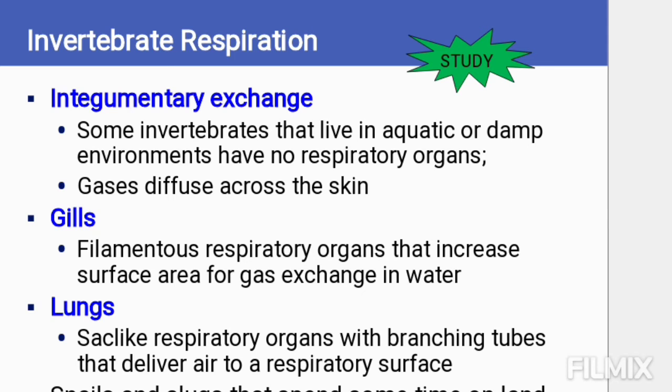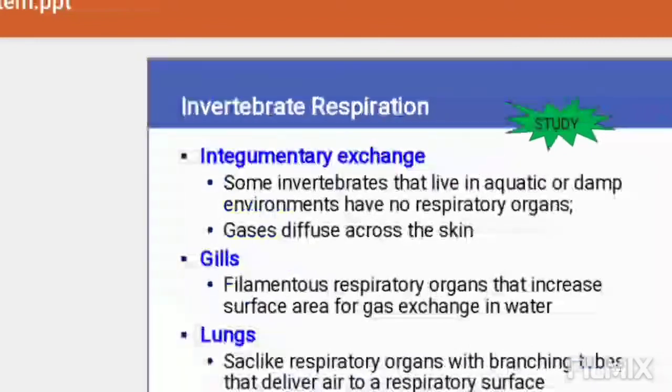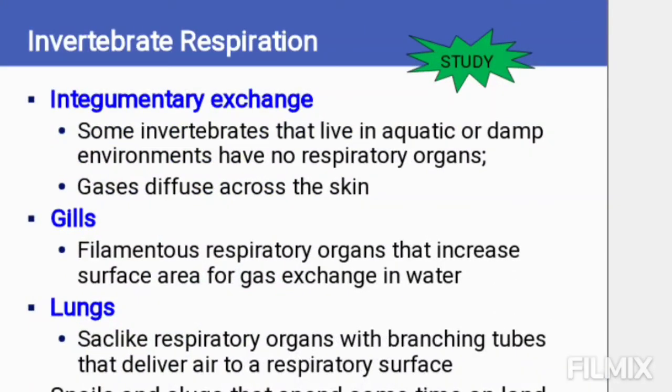Then fish have respiration that takes place through the gills. The gills are filamentous respiratory organs that increase surface area for exchange of gases in water.